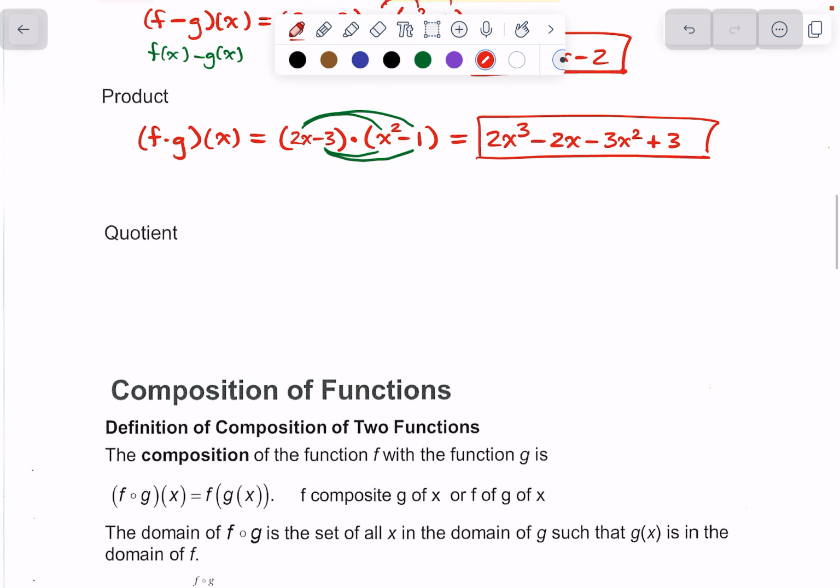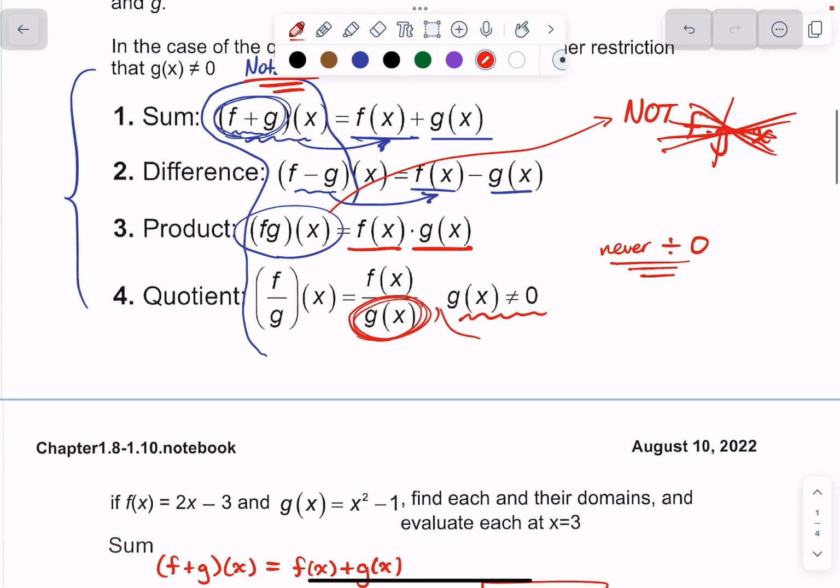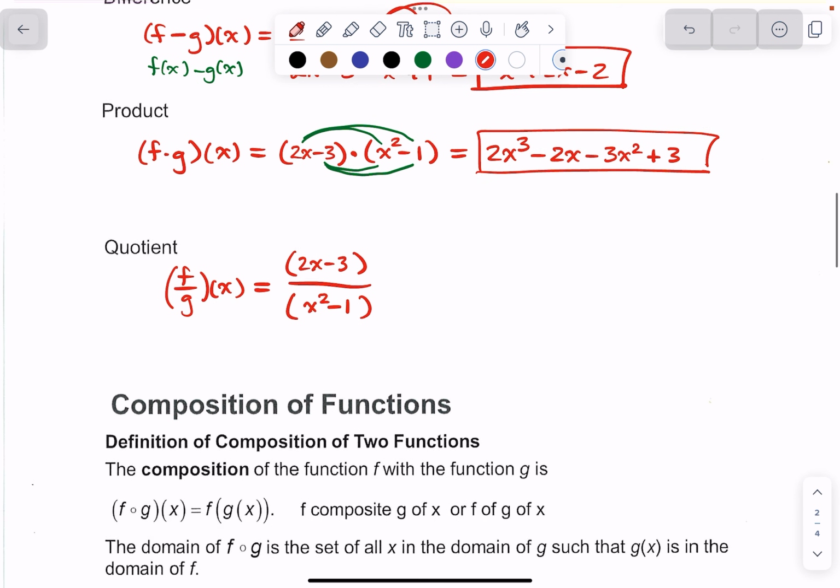Cool. And then quotient, right? So that was f over g of x. So that's going to be the top function f divided by the bottom function g. 2x minus 3 divided by x squared minus 1. Now, we got to go back. This is that special case, right? You have to specify this condition. So for this example, only this last one, I have to say, okay, x squared minus 1 cannot equal 0.